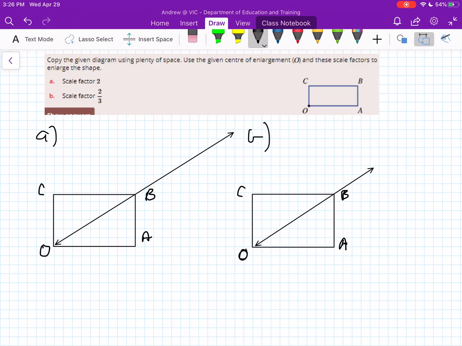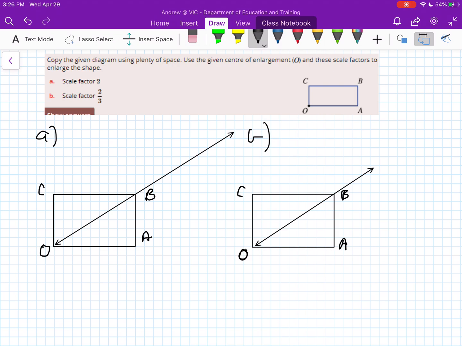Hi all, so in this example here, we're going to be looking at enlargement by a scale factor and drawing these. Apologise in advance for some horrible drawing you might see here. But anyway, we'll get into this.